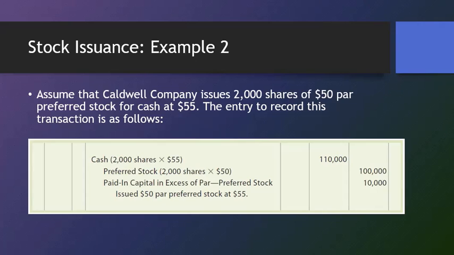Now let's look at what happens when they issue stock for an amount that exceeds par value. In this case, we're looking at a company that issues 2,000 shares of $50 par value preferred stock, but they sell it for $55. So in this case, the investors are paying a little bit more than the par value. The debit for the total amount still goes to cash. We're going to put the credit to preferred stock based on par value.